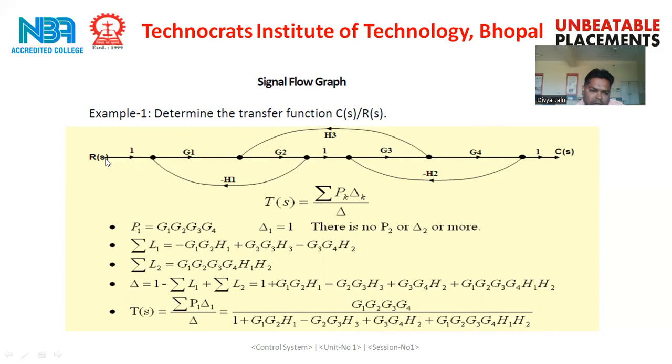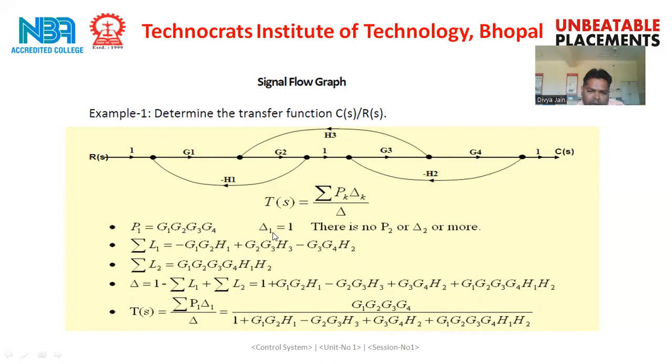So in this diagram, R(s), the signal will flow from 1 to G1, G1 to G2, G2 to G1, and 1 to G3, G3 to G4, and G4 to 1. So this is the forward path, it will be G1, G2, G3, G4. So we will check for another forward path. We will see that there is no other forward path. So it is only one forward path.